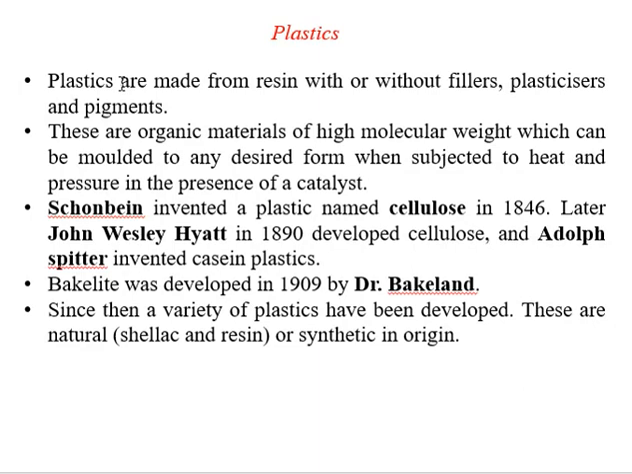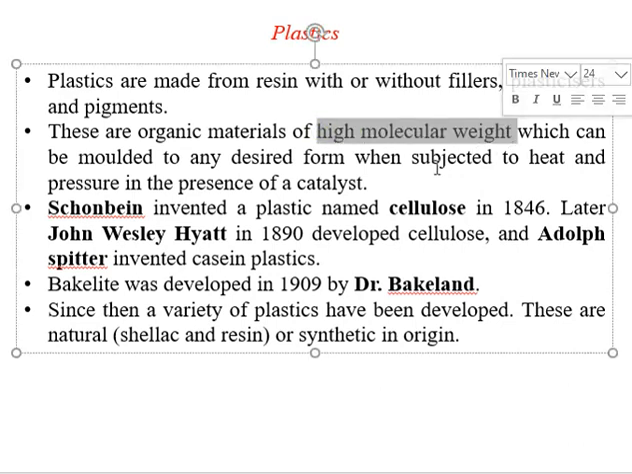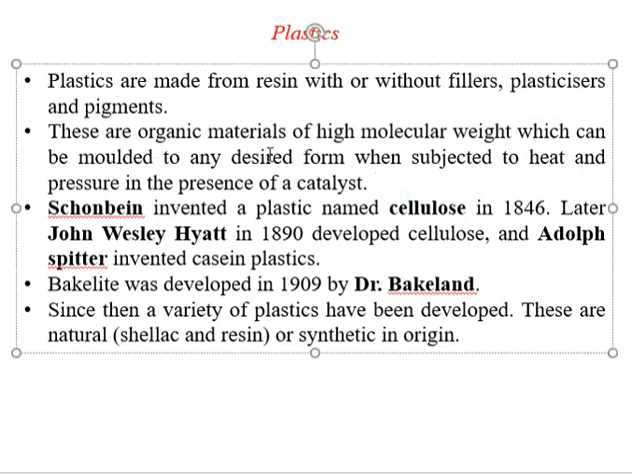Let's say furniture, sockets, wall clocks. There are various types of materials which are made up of plastic. So what are these plastics? These are basically made from resins, with or without fillers, plasticizers and pigments. These are the constituents of the plastic, which we will see in the later slides. These are basically organic materials of high molecular weight that could be molded in any desired form.